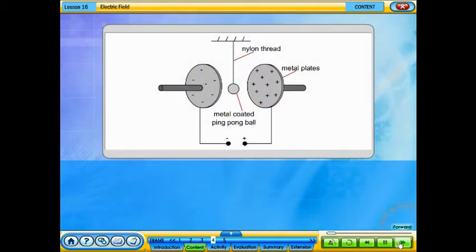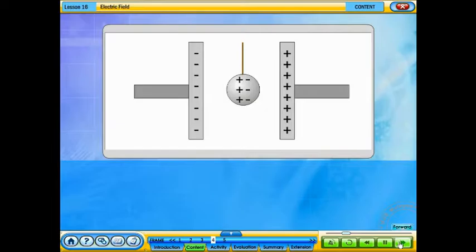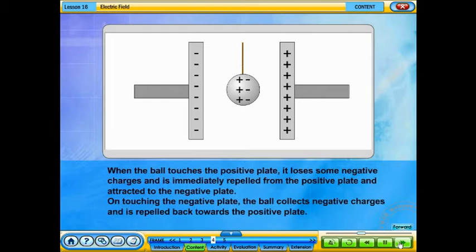This activity shows the effect of an electric field on a ping-pong ball coated with conducting material. A voltage is applied between the two metal plates, one positively charged and the other negatively charged. When the ball touches the positive plate, it loses some negative charges and is immediately repelled from the positive plate and attracted to the negative plate.